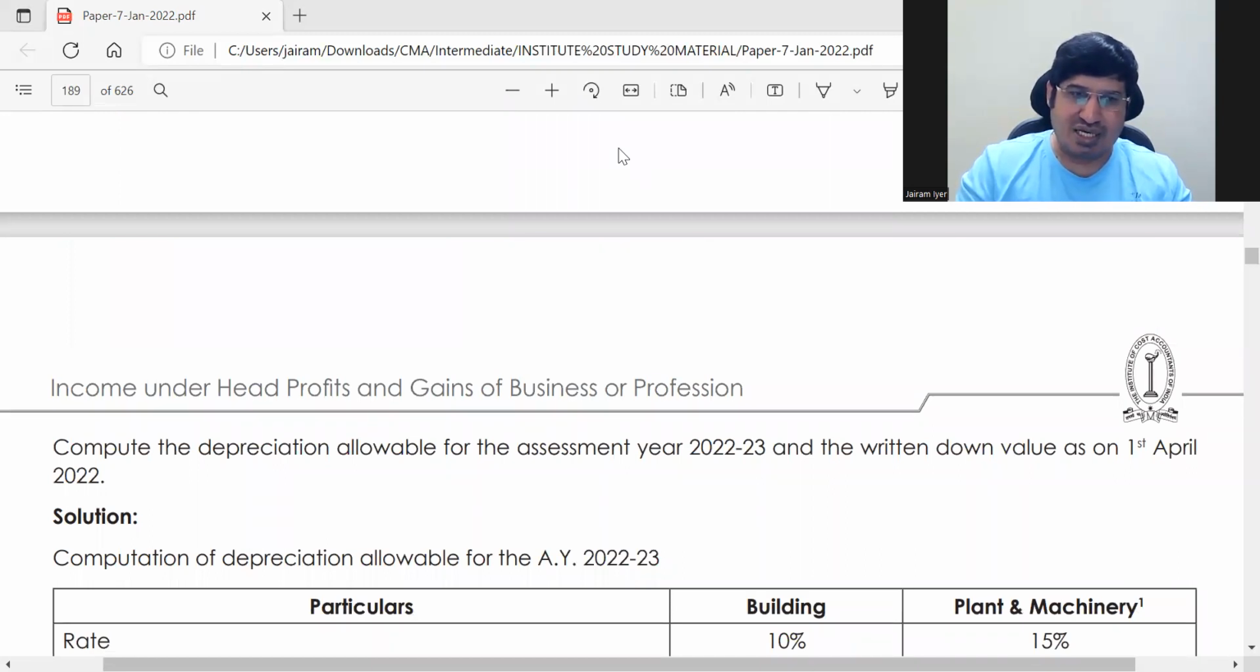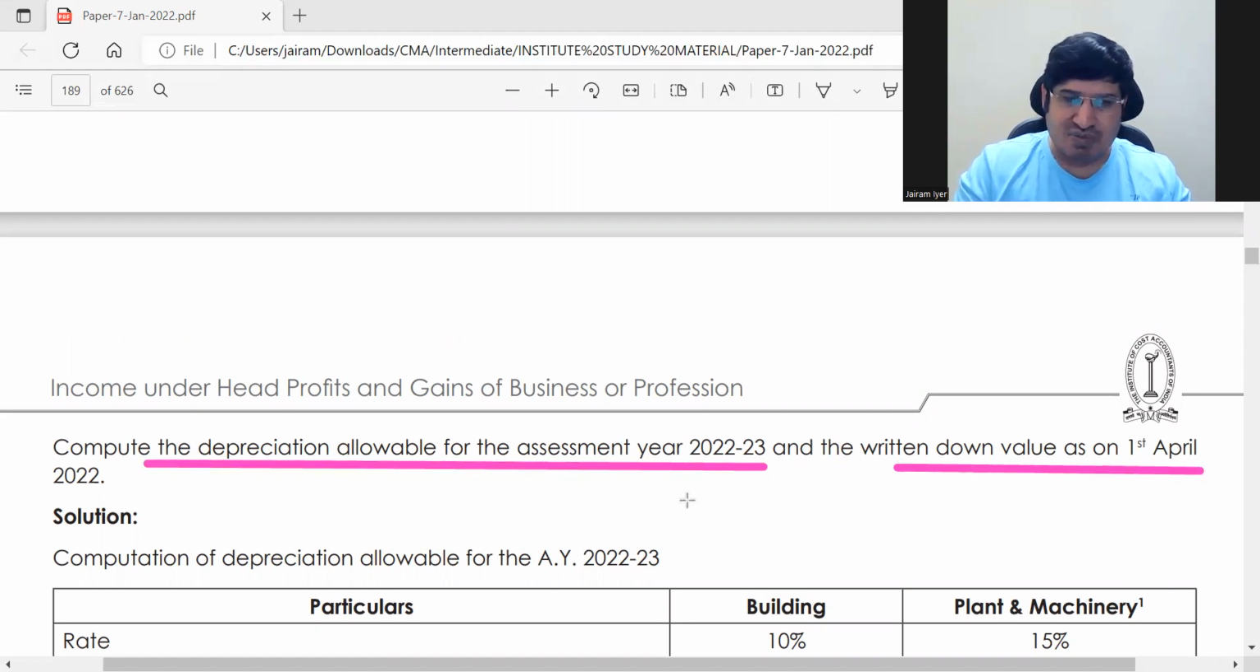So what they are asking is compute depreciation. This is our normal depreciation, okay, and the written down value as on 1st April 2022. So sorry, अगर आपको depreciation allowable पूछा है ना, तो depreciation के अंदर जो हमने नॉर्मल डिप्रिसिएशन देखे थे वो और एडिशनल सब आ जाएगा, उसको अलग से बोलने की जरूरत नहीं। अगर अलग से बोला है कि no need to calculate additional depreciation, तब आप नहीं करना है। ओके, so now additional depreciation is a part of depreciation.